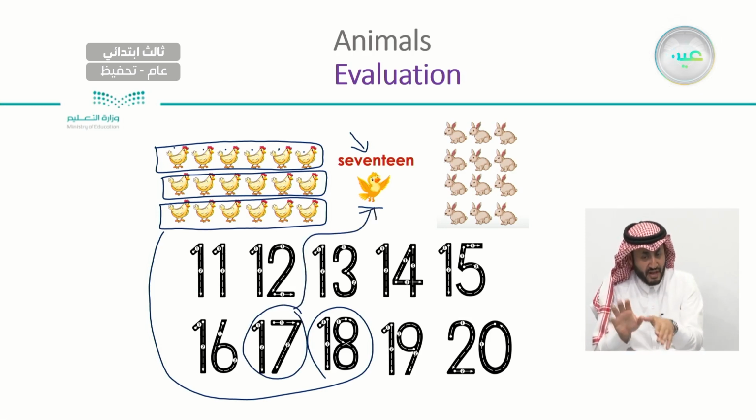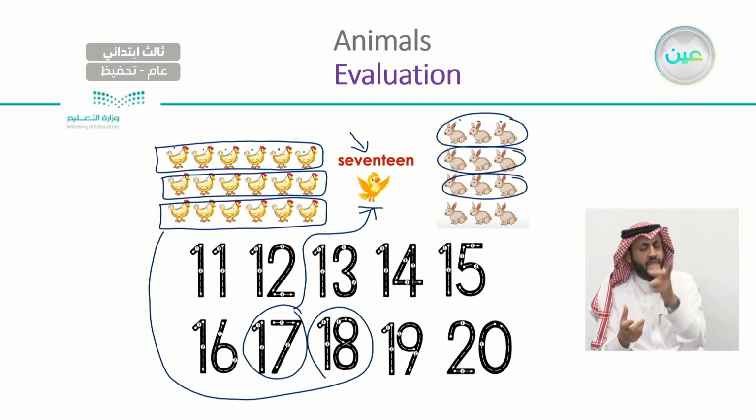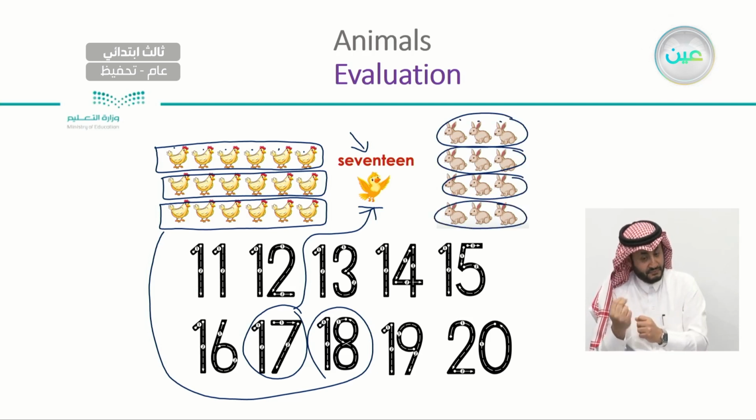It says 17. Now look at this picture of rabbits. How many rabbits do we see? 1, 2, 3. Okay, so we have 3 over here and another 3 over here. 3, 4, 5, 6, 7, 8, 9, 10, 11, 12. Can you see number 12? Yes, here is number 12. We're matching it to the rabbits.